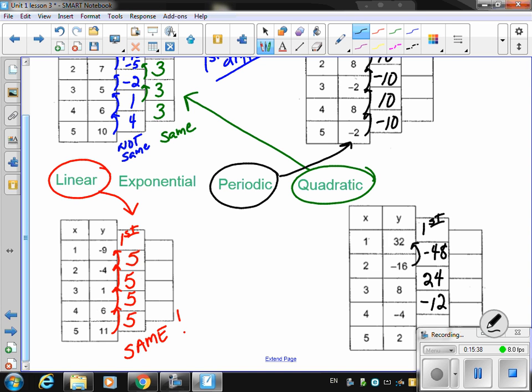From 8 down to negative 4, I have gone down by 12. So we take our values and multiply by negative a half. As we go down that table, if we are multiplying over and over again by a certain value, that would be exponential growth.